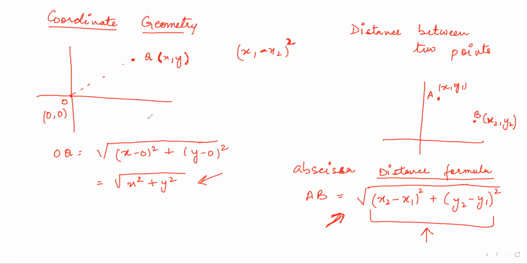Similarly here also I have written x minus 0. I can also write 0 minus x whole square, doesn't matter. This will also give me x square only. So simply from the origin, the distance is under root x square plus y square, and that's the general distance formula.